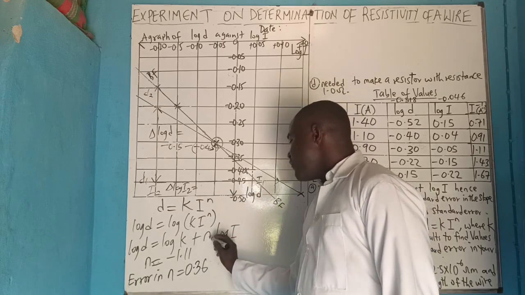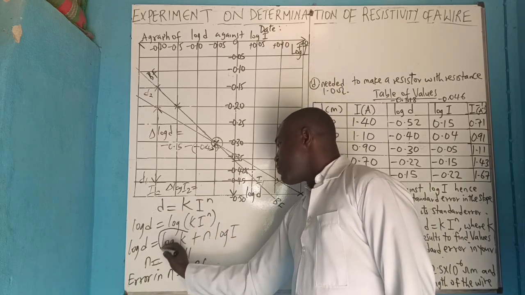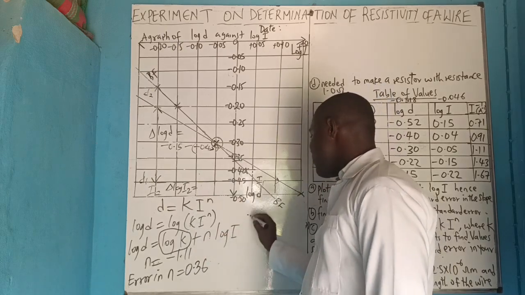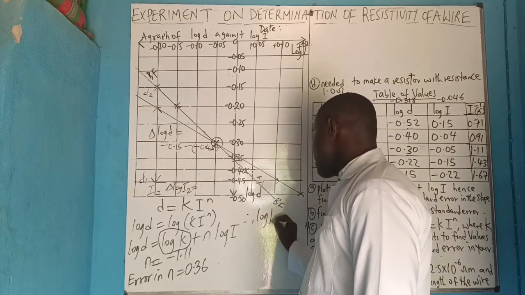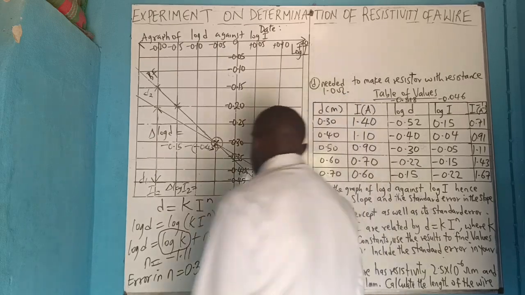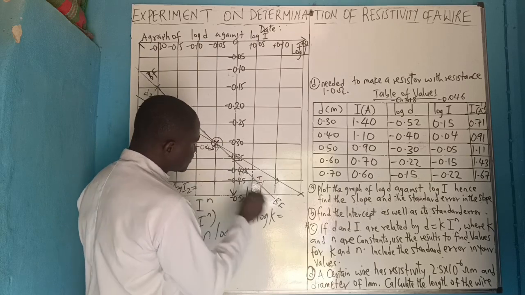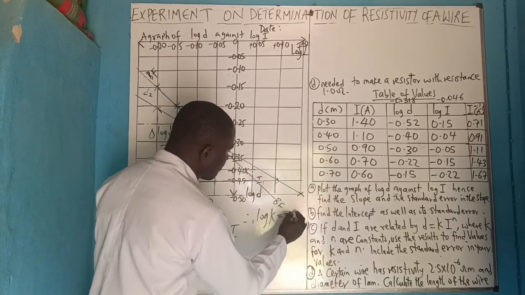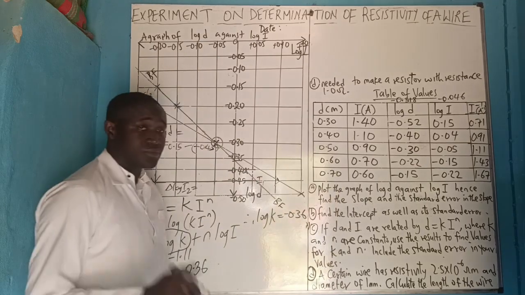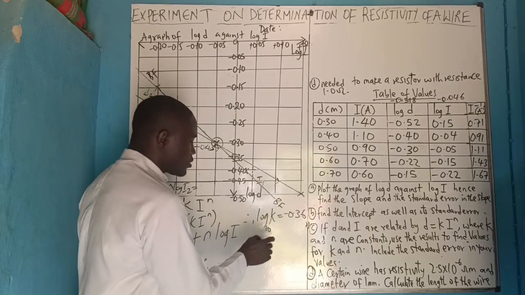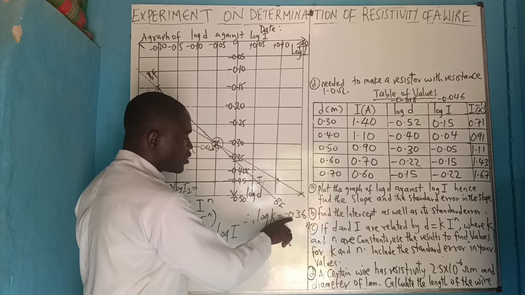Then, if n becomes the slope, log k will be the intercept on the vertical axis. Therefore, we say log k is equal to the intercept. And we got the intercept of the best fit to be minus 0.36. That means log k, to base 10, equals minus 0.36.